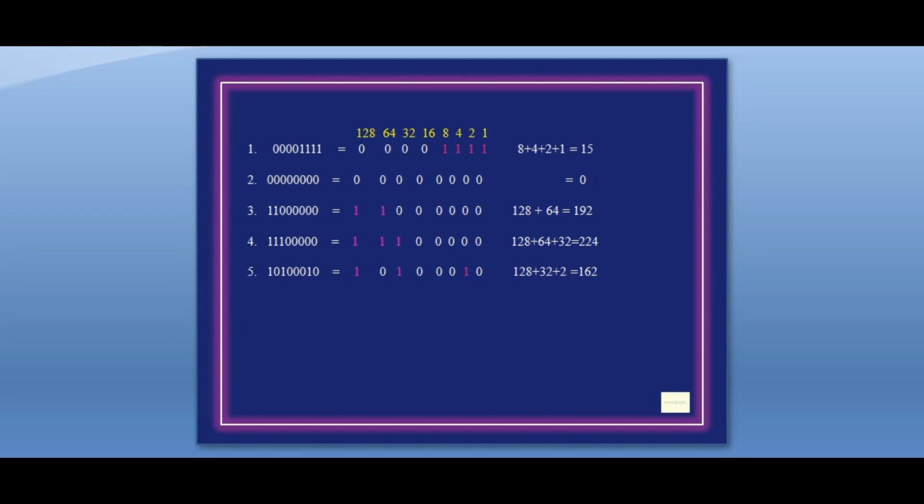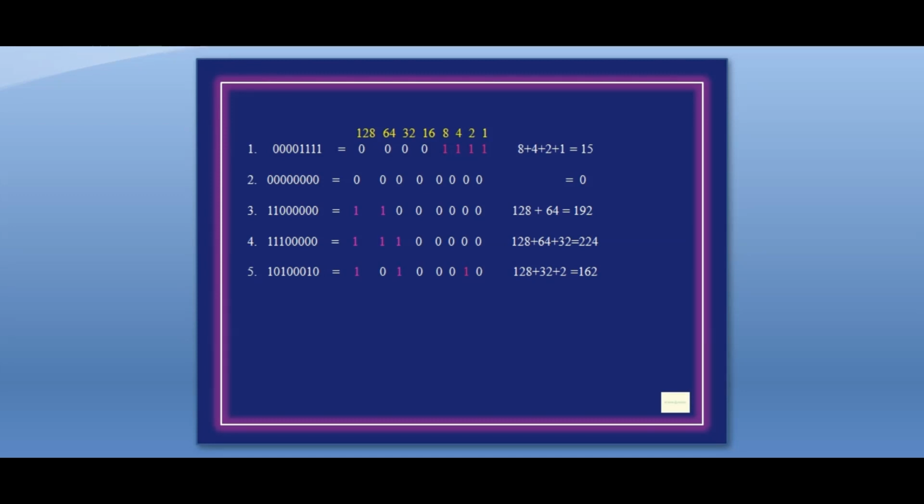Question 4 is 11100000. Step 1 is to make the table. Step 2 is to place the bits and then add the values with the bit value of 1. That is 128 plus 64 plus 32, which equals 224 in decimal. Question 5 is 10100010. Step 1 is to make the table. Step 2 is to place the bits, then add the values with the bit value of 1, that is 128 plus 32 plus 2, which gives us 162.